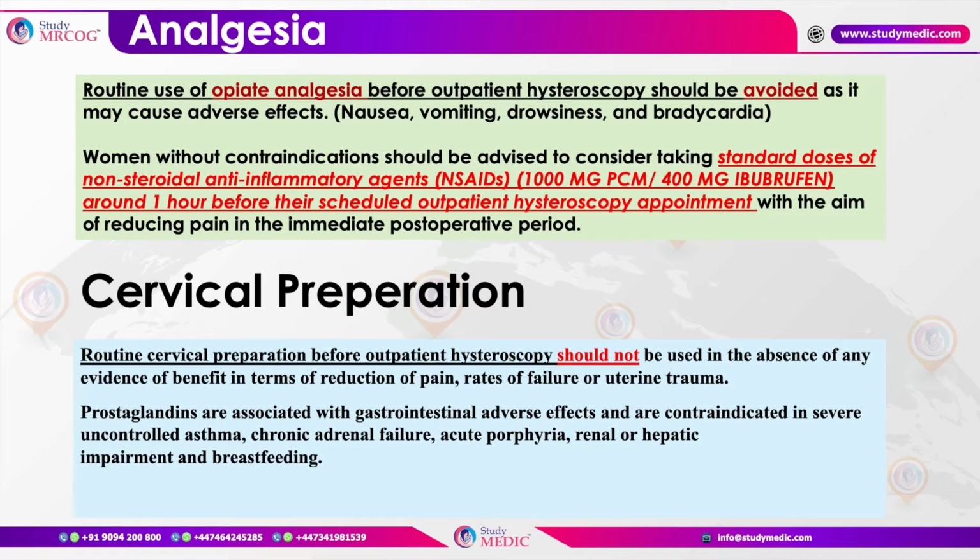So, regarding analgesia requirement for hysteroscopy, routine use of opiate analgesia before outpatient hysteroscopy should ideally be avoided as it may cause adverse effects. And women who do not have any contraindications should be advised to consider taking standard doses of analgesics, that is 1 gram paracetamol or 400 mg ibuprofen around 1 hour before the scheduled outpatient hysteroscopy appointment, with the aim of reducing pain in the immediate post-op period.